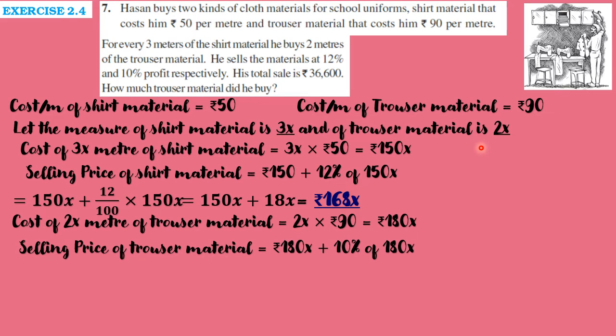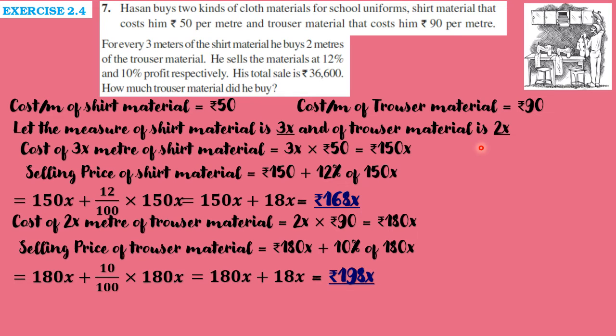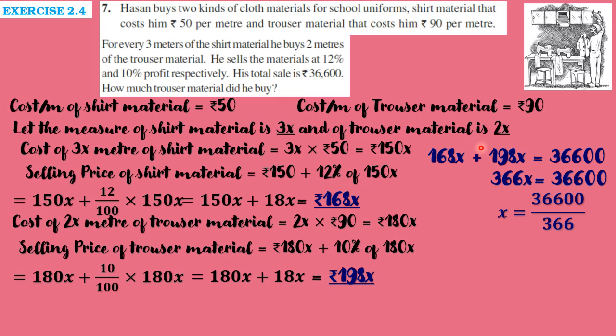So the selling price of trouser material will be the cost price, that is 180x, plus 10% of 180x that we have to add. So we will get 180x plus 10% of 180, which means 18x. So 198x. And the total selling price is 36,600. That means 168x plus 198x is equal to 36,600 rupees. So adding both x, what we will get? 366x equal to 36,600. So x equal to, we have to divide by 100.